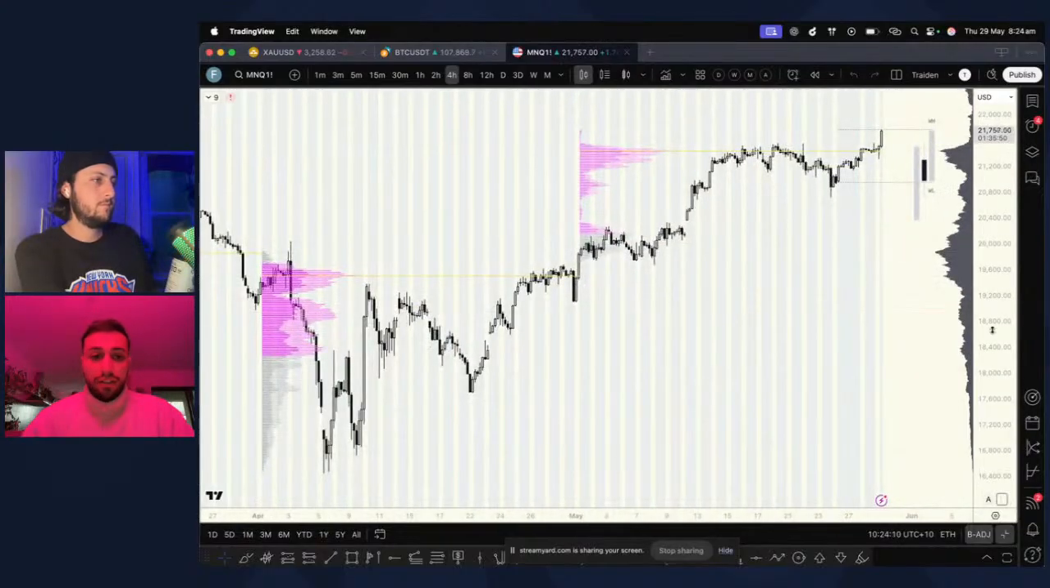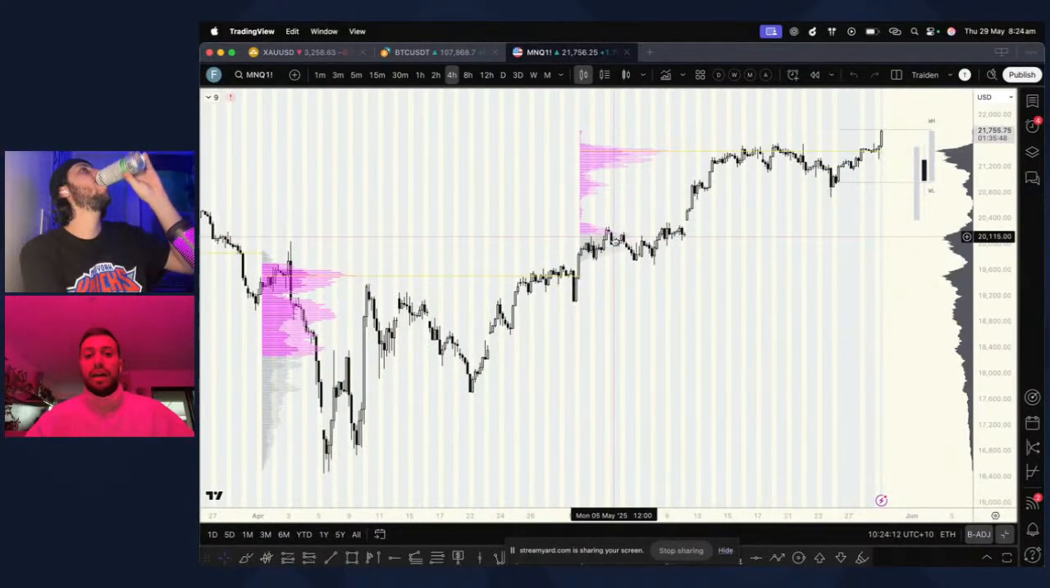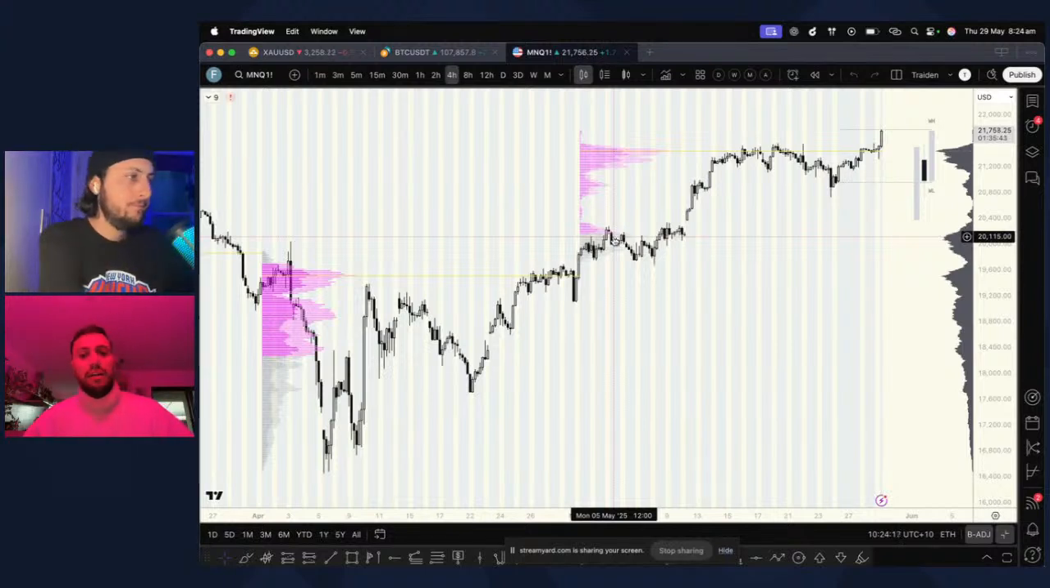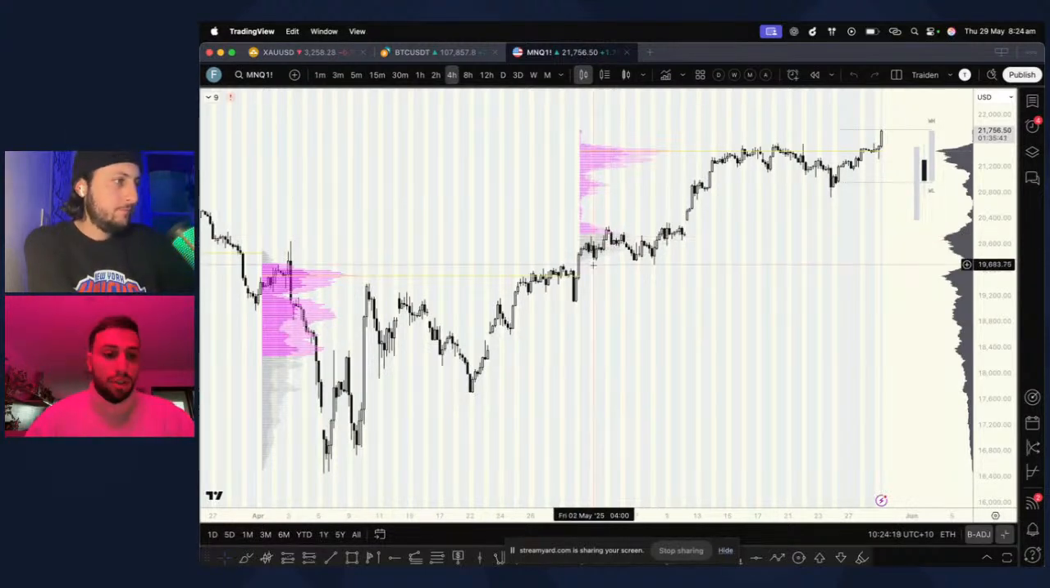I only really look at 3 main levels: the value area high, the value area low, and the point of control.